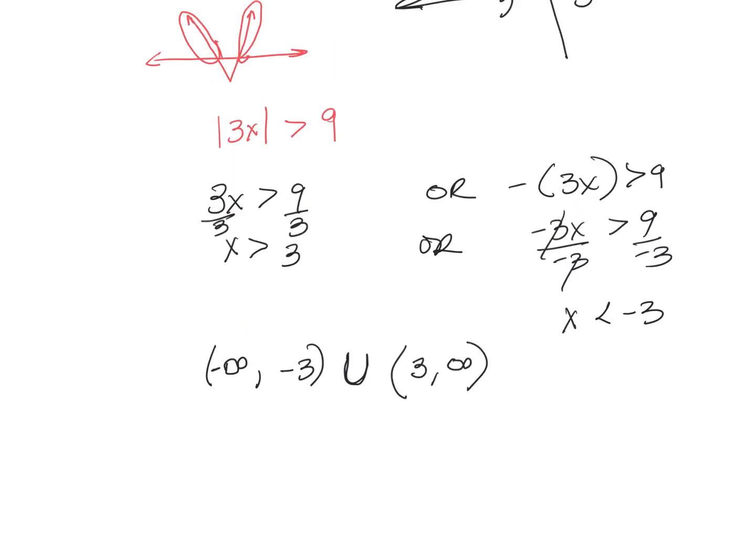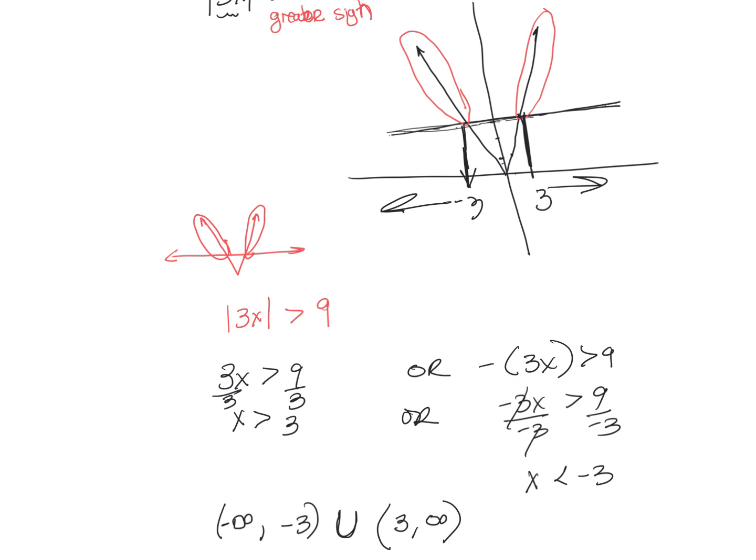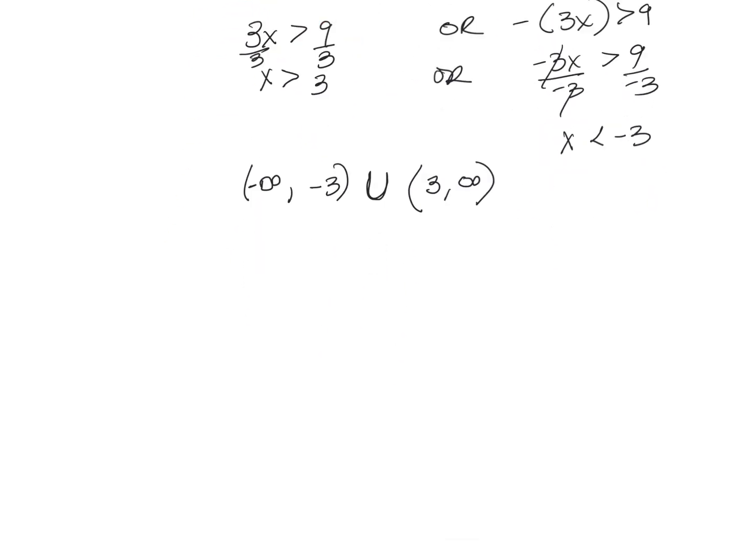Now you'll notice, if this was a less than sign, it would be a continuous little thing, an "and." It would be all of these from here, this to this, and. So let's do one like that.